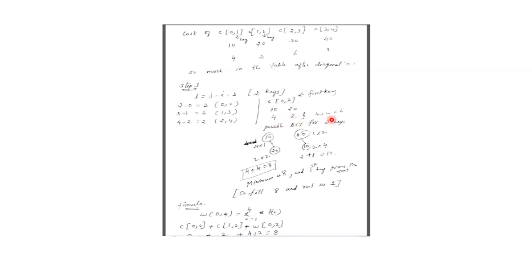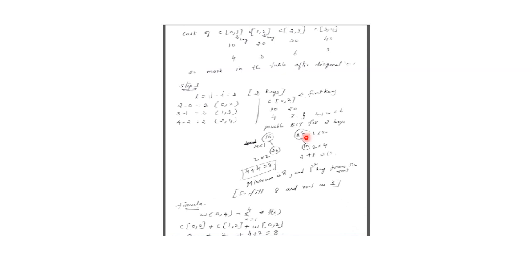The total frequency count is the combination of 4 and 2, that is 6. Now we can see the possible binary search tree for the two keys, 10, 20. We know the cost for 10, 1, and 20, 2. The frequency count for 10 is 4. The frequency count for 20 is 2. So 4 plus 4 is equal to 8.